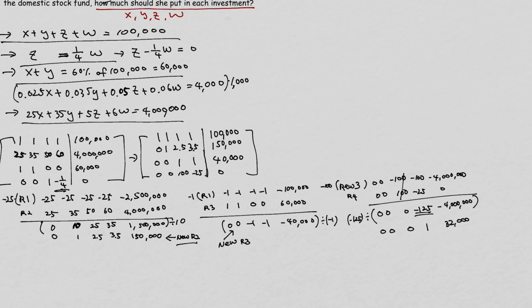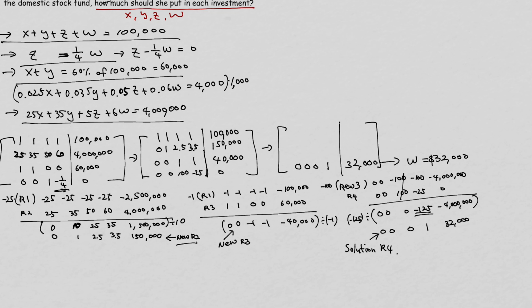So now everything is the same, only the solution row 4 will be different. That will be 0, 0, 0, 1 and 32,000. So this means your W amount is going to be $32,000. So the amount that you wanted to put in domestic is going to be $32,000.